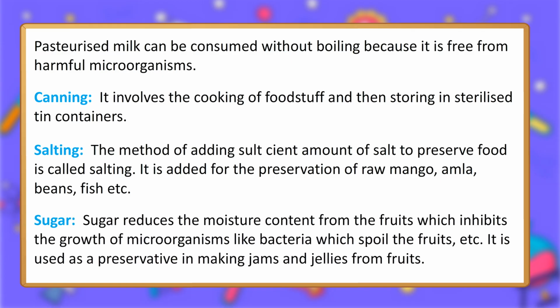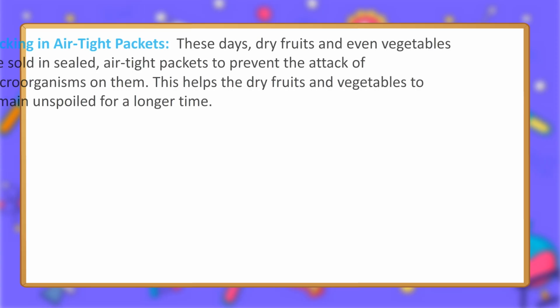Sugar. Sugar reduces the moisture content from the fruits, which inhibits the growth of microorganisms like bacteria which spoil the fruits, etc. It is used as a preservative in making jams and jellies from fruits.